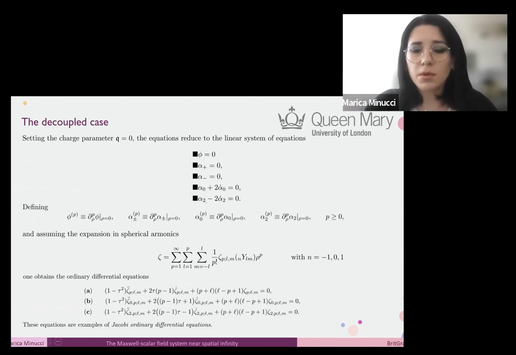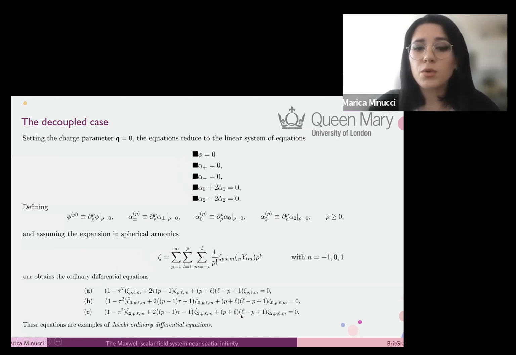When studying the decoupled case, we have that our system reduces to the following. And so at this point, we prescribe an expansion in spherical harmonics. By replacing then this ansatz into our system, our set of equations reduces to these three model equations, which are Jacobi ordinary differential equations.